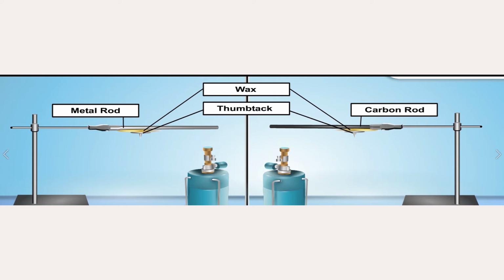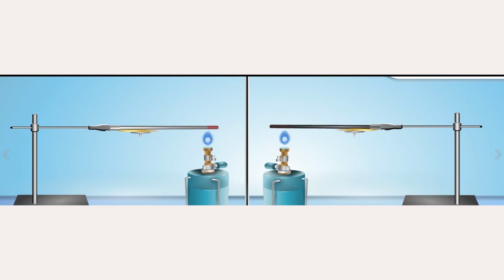The thumbtack on the copper rod falls off first. The thumbtacks fall off because the wax holding them softens when heat energy is transferred from the hot ends to the rod. This experiment shows that metal is a good heat conductor, while non-metal is a poor heat conductor. Therefore, they are good heat insulators.